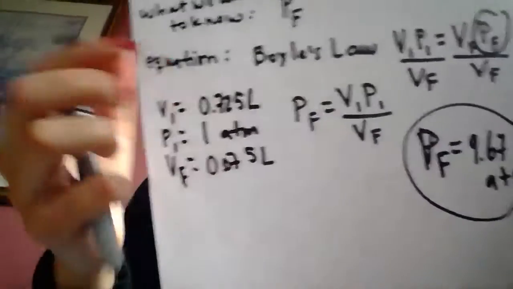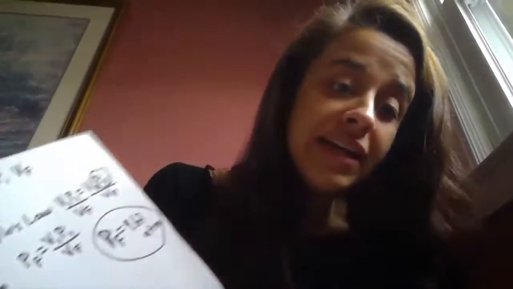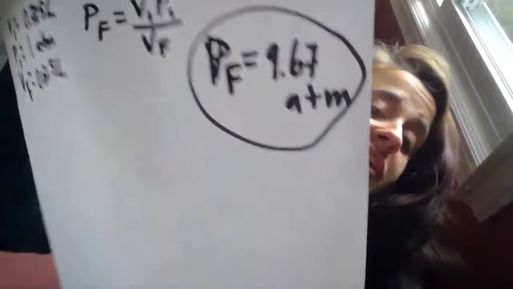And the reason why we were able to do this is because all of our values are in the correct units. So we want to make sure that our volume is in liters and that our pressure is in atm in order for this to work out. So then we get our answer in atm. So 9.67 atm, and that should make sense.